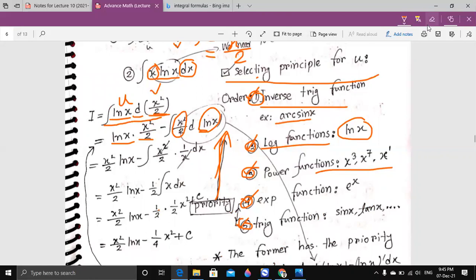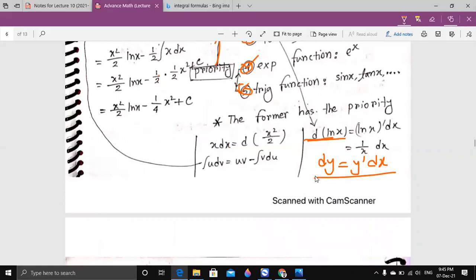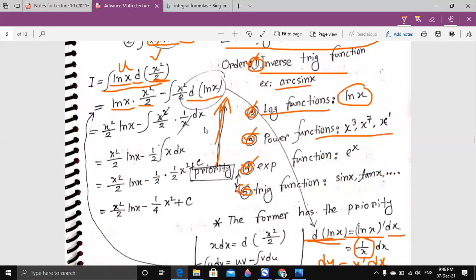So now if you calculate this part, d ln x, we know a small formula, that is dy is equal to y derivative dx. So d ln x will be ln x derivative dx, right, from this formula. So we know that ln x derivative, that is 1 by x. It is also from the derivative formula. So 1 by x dx. So if you put the result here, it will be integration of x square by 2 into 1 by x dx. Okay, so this part is the value of d ln x.